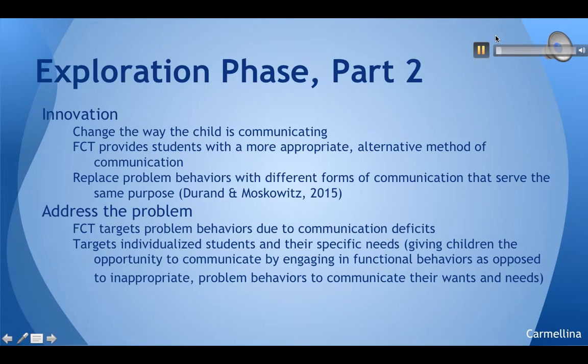The innovation for functional communication training is to change the way a child is communicating his wants and needs. It addresses the problem by teaching the child to engage in appropriate replacement behaviors, such as pointing to a picture card of the item he or she wants, as opposed to engaging in problem behaviors such as screaming for that item.